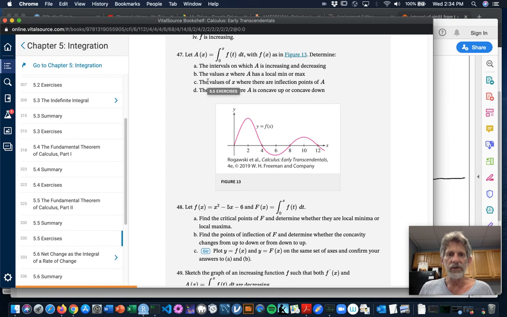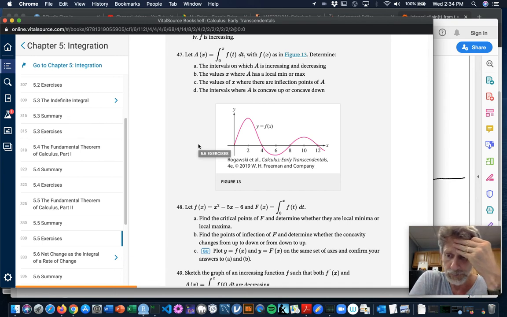How about part C, the values of x where there are inflection points of A? Now, let's see here. Inflection points are where the curve switches from concave up to concave down, or from concave down to concave up. Now, concave up is where your curve is increasing faster and faster, or decreasing slower and slower. That's where your first derivative is increasing.